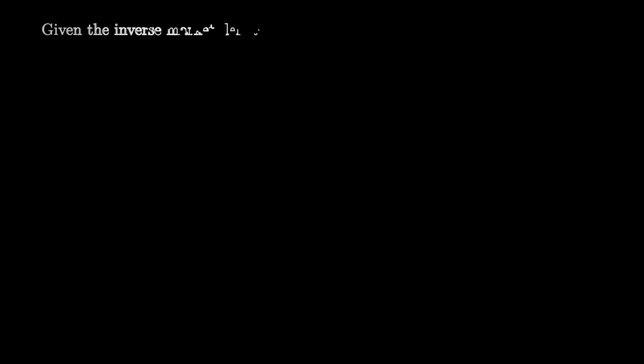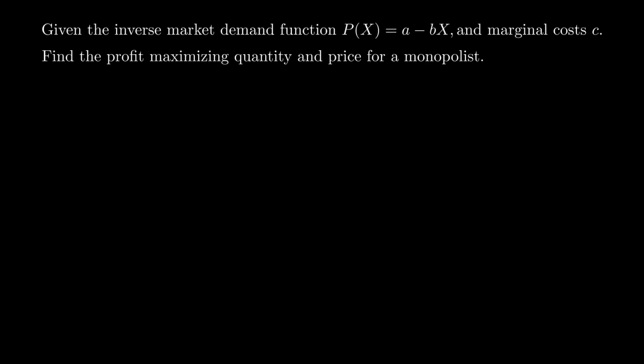So you're asked to solve this problem. Given the inverse market demand function P of x is equal to A minus Bx and marginal cost C, find the profit maximizing quantity and price for a monopolist.